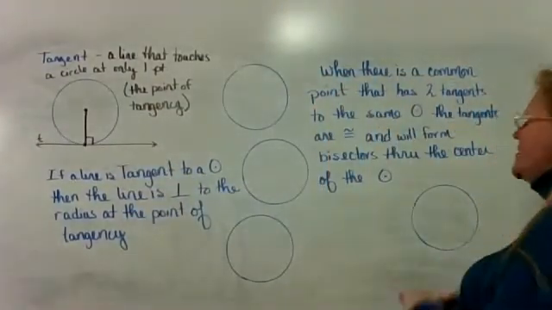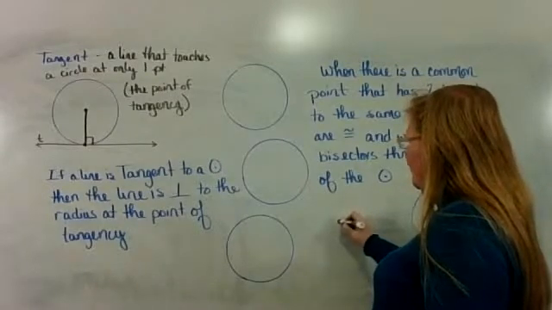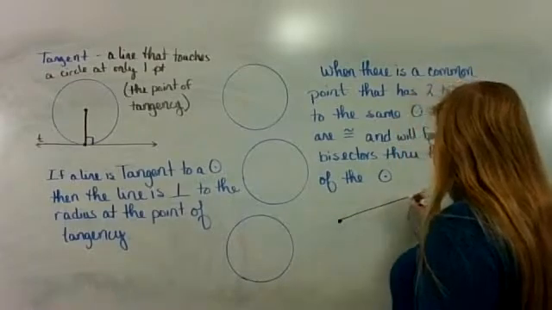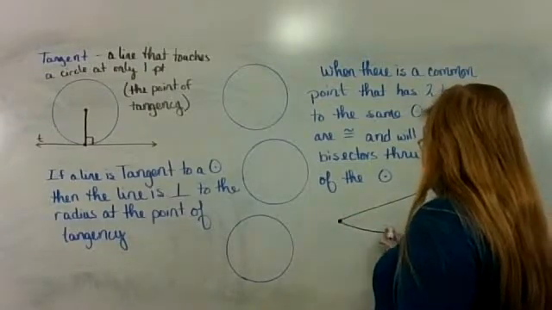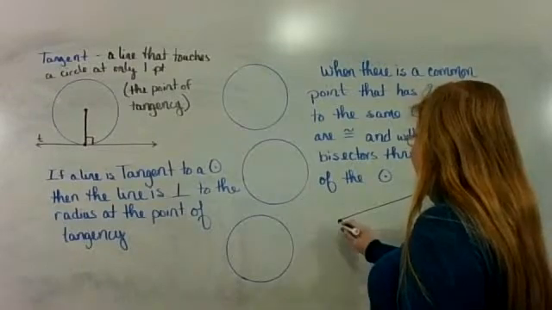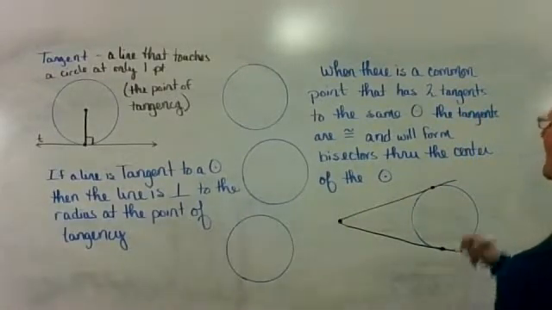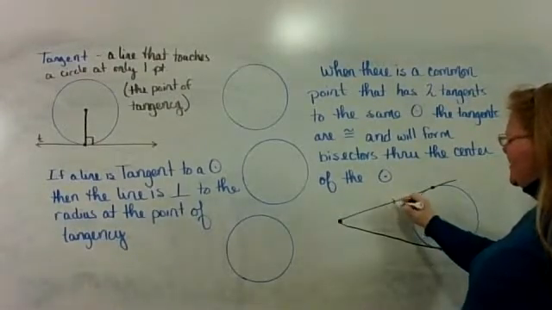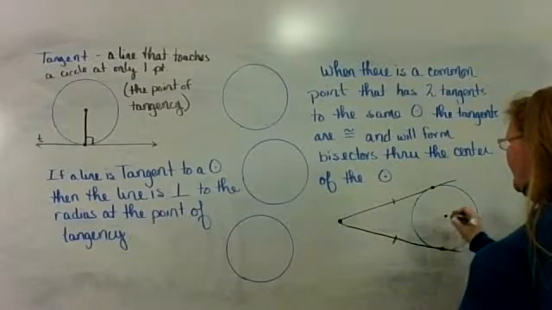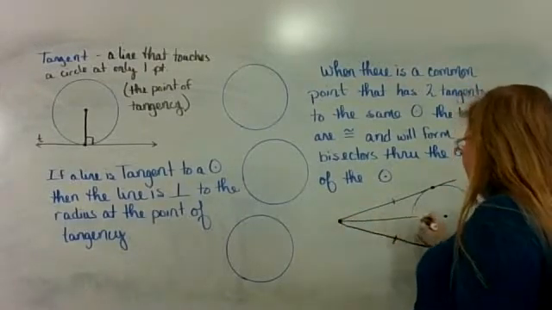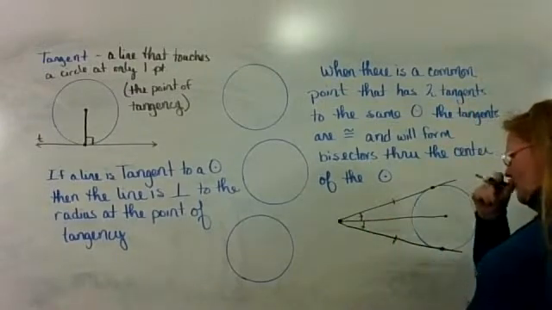Back over here. When there is a common point that has 2 tangents coming from it to the same circle, so there's my point. I get a tangent on this side, touching it here, and a tangent on this side, touching it here. Then this tangent has to be congruent to that tangent. And if I were to draw a line from here to the center of the circle, it actually bisects this angle. So those 2 angles would have to be congruent.